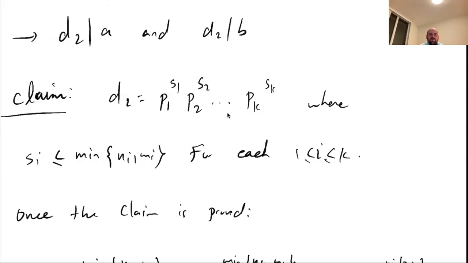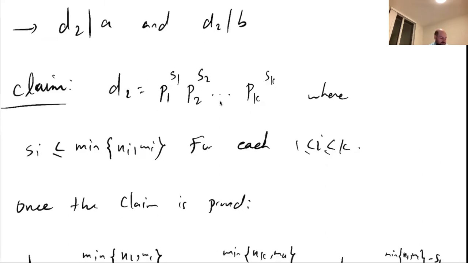Okay, first of all, in D2, these prime numbers must appear. We cannot have any prime numbers other than P1 to Pk, which were the prime numbers that appeared originally for A and B, appear in D2. Why? Because, for example, if some other prime number, such as Q, appears in D2, and Q is not any of P1 to Pk, then what would happen?